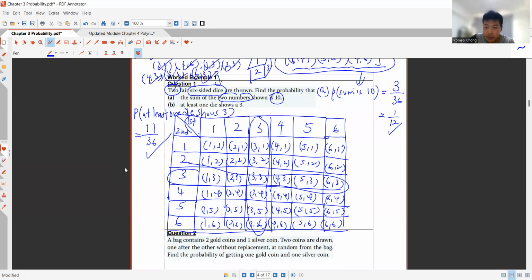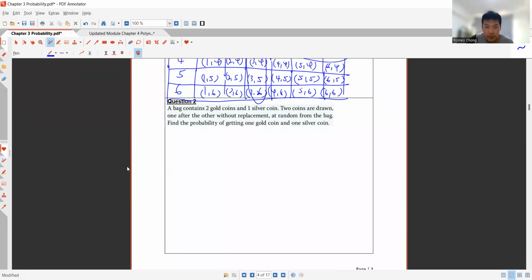So this is for the first question. Then the second question: a bag contains 2 gold coins and also 1 silver coin. 2 coins are drawn one after another without replacement at random from the bag. Find the probability of getting 1 gold coin and 1 silver coin.